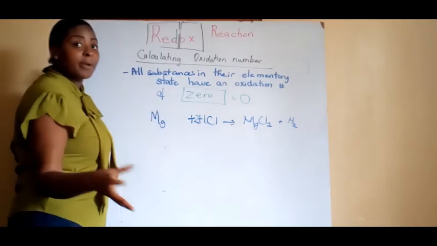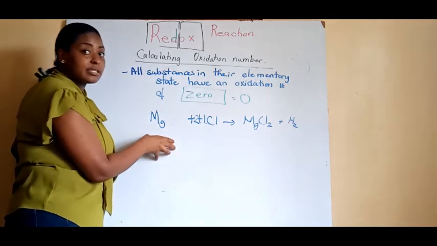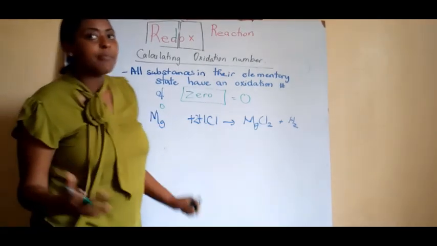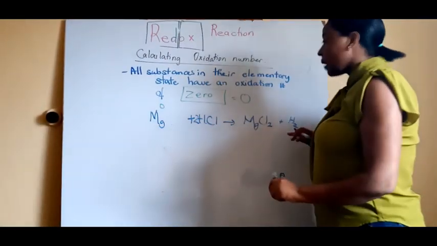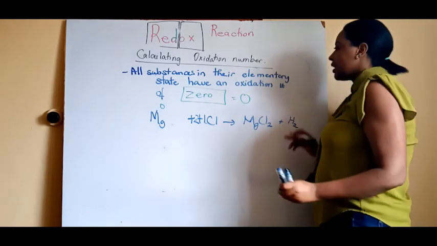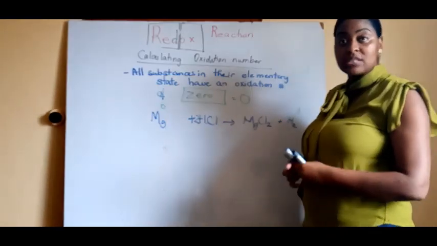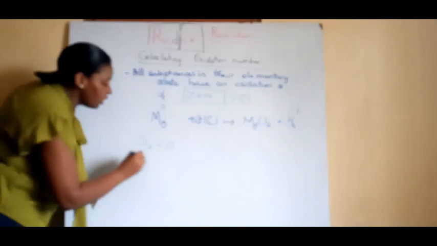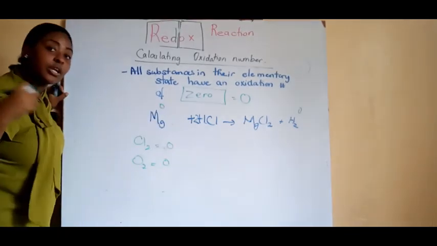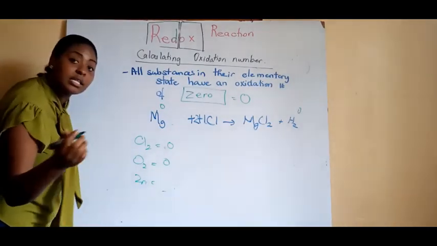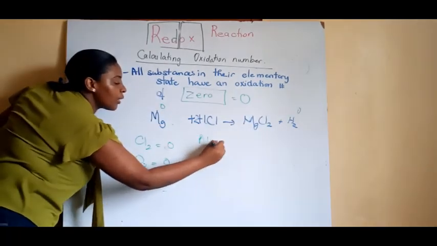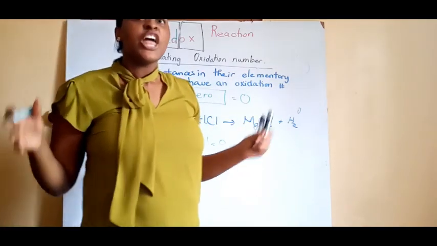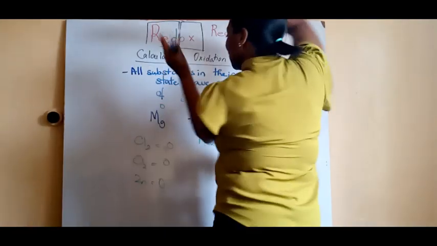Magnesium in this equation, because magnesium is in its elementary state, is going to have an oxidation number of 0. Hydrogen, because hydrogen exists as a diatomic molecule, is in its elementary state, so the oxidation number of hydrogen is going to be 0. So let's say if we had chlorine gas, the oxidation number is 0. If we had oxygen gas, the oxidation number is 0. If we had zinc metal, the oxidation number would be 0. If it was aluminum, it would be 0. Once they are by themselves in their elementary state, their oxidation number is 0.